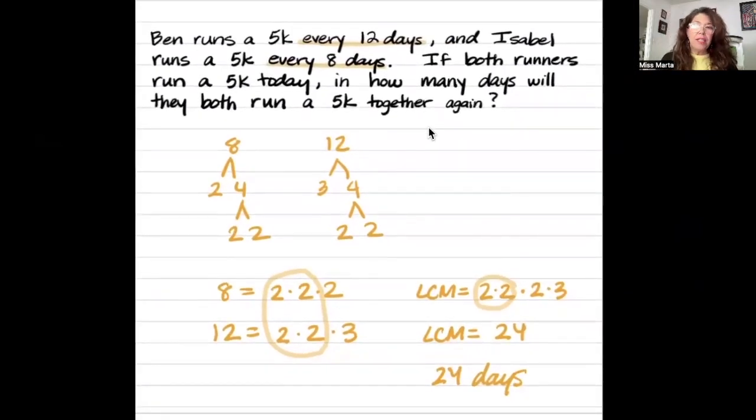Another version of this word problem would be if they gave you the day of the week. Instead of saying that they ran a 5K today, they would say, if both runners run a 5K on a Wednesday, what day of the week will they run a 5K together again? You'll still do the problem the same way. You're just counting off from the Wednesday.